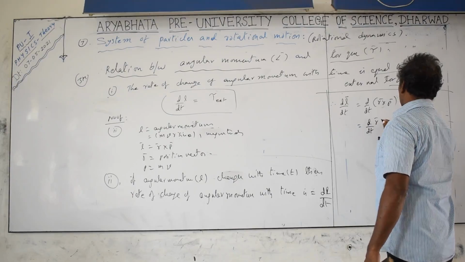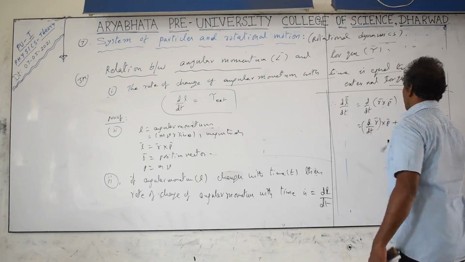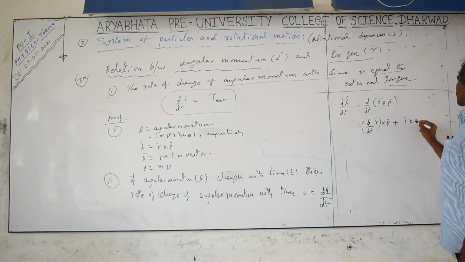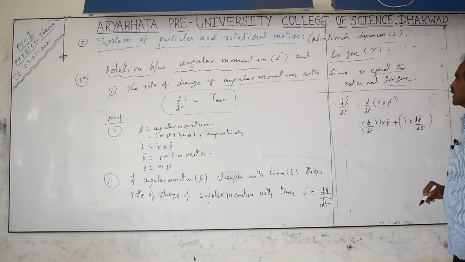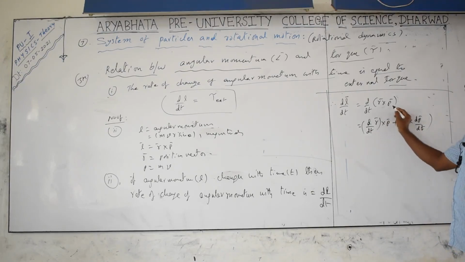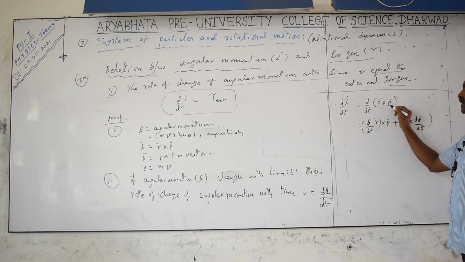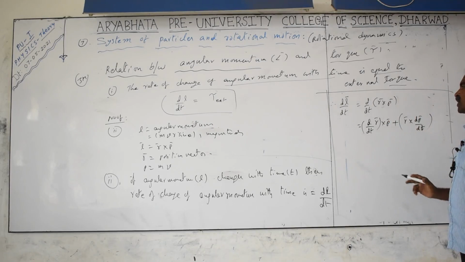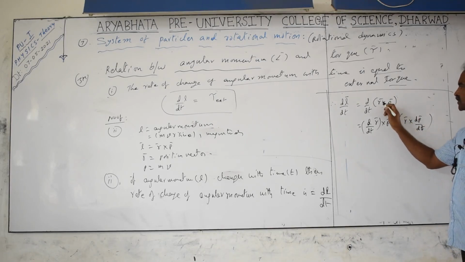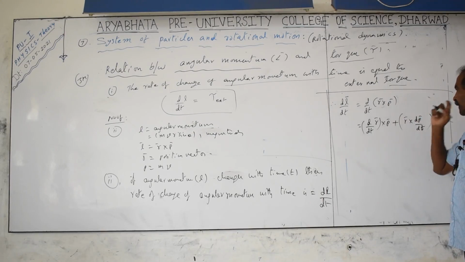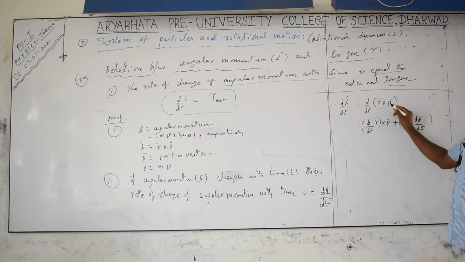d by dt of R bar into P plus R cross dp by dt. It's called partial differentiation. Time is a variable, so compulsorily time will not be constant. Here r is also not constant, the position vector keeps changing, and p is also changing. Both variables are there, so we take the partial differentiation. Partial differentiation means: keep R constant and differentiate with respect to p; next keep p constant and differentiate with respect to r. Here I am taking first p constant, so dr by dt cross p, plus second time r constant and dp by dt.